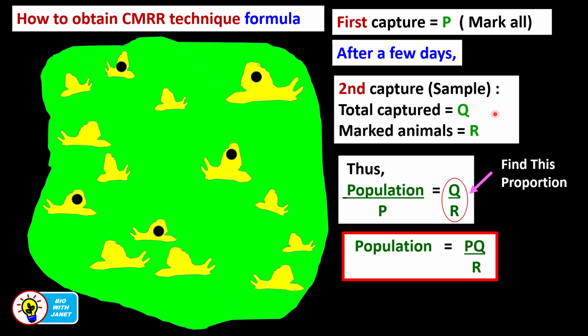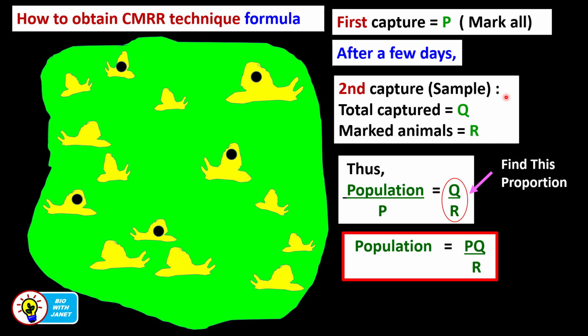Okay, so here's the explanation. In the first capture, we captured P animals and marked all of them, and then released them back into the area of study. That means in the total area of study, out of the total population, P animals were marked. Then, after a few days, after the marked animals have mixed with the animals that are not marked, you carry out the second capture.